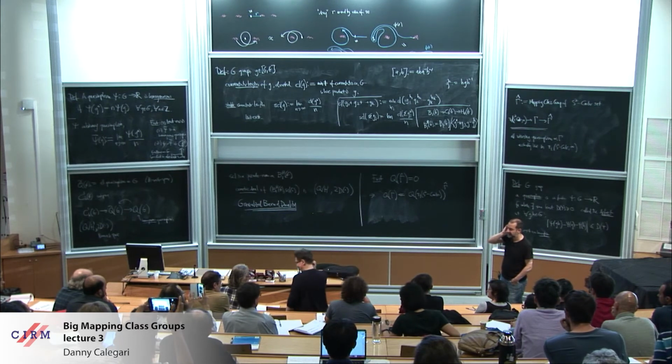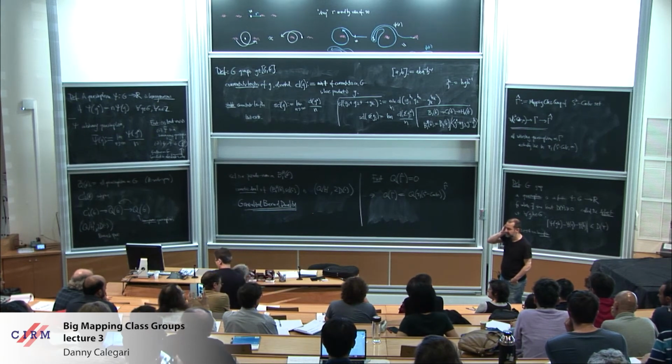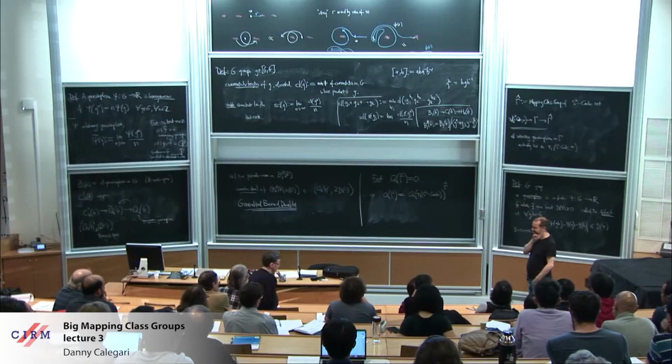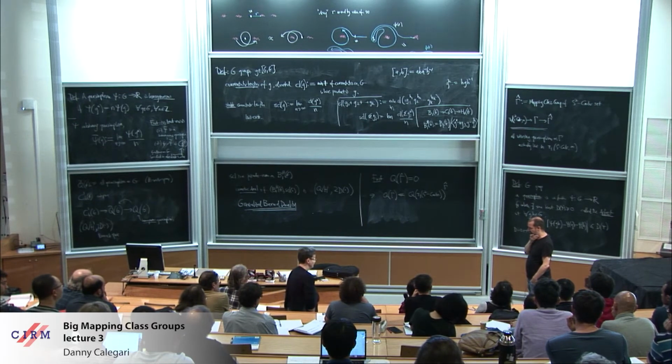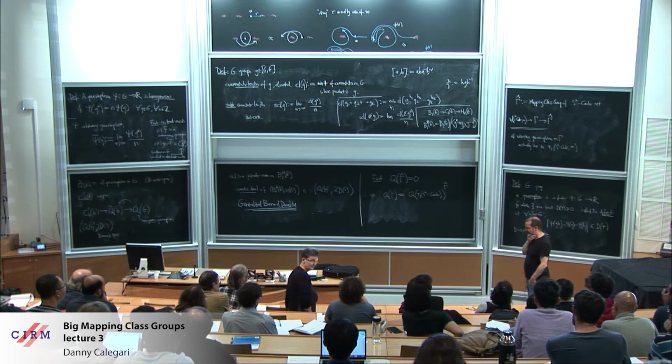Why is the mapping class group of a plane without a Cantor set bigger than that of a plane without an infinite countable number of points? Well, I mean they're both uncountable groups, so I don't know.